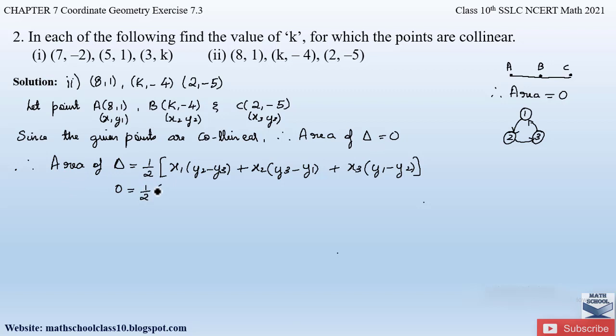Right, now substituting in this formula, since the area of the triangle is equal to 0, is equal to half into what is x1 value, it is 8, into y2 is minus 4, minus of y3 is again minus 5. So this minus and minus will become plus 5, plus x2 is k into y3 minus y1. Here y3 is minus 5, minus of y1 is 1, plus x3 is 2 into y1 minus y2. So y1 is 1 minus y2 is minus 4. So that minus and minus will become plus 4, right?